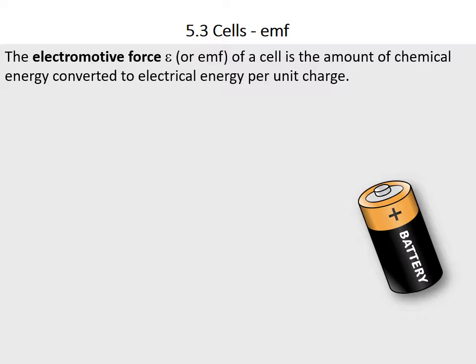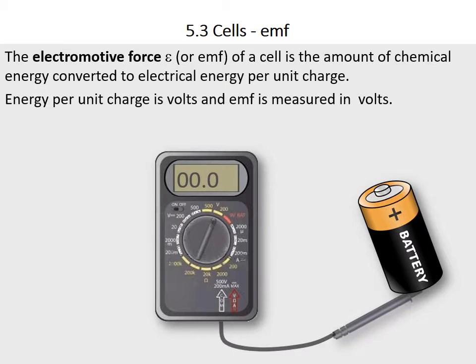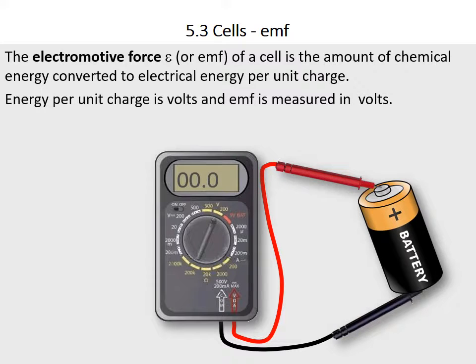Okay, the electromotive force, or EMF, of a cell is the amount of chemical energy converted to electrical energy per unit charge in moving charges from one terminal of the battery throughout the circuit to the other terminal. Energy per charge is volts. EMF is measured in volts. And just because it says force, it's not actually a force. That's just what Faraday thought it was. But voltage is energy per charge.